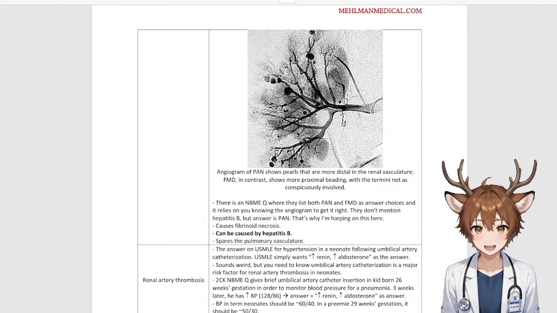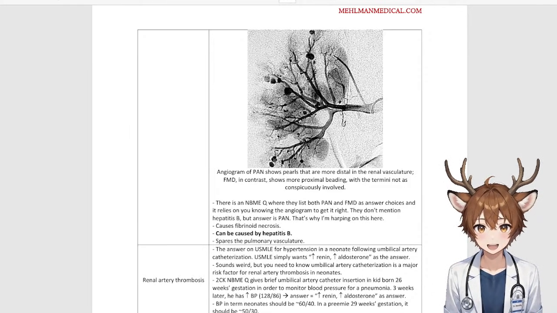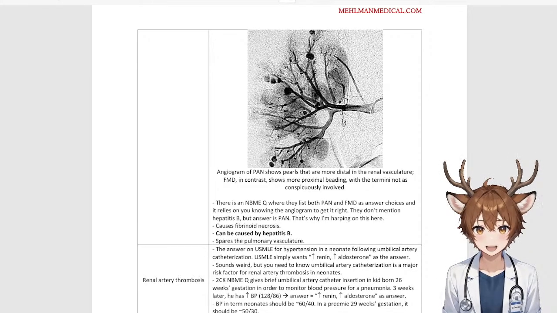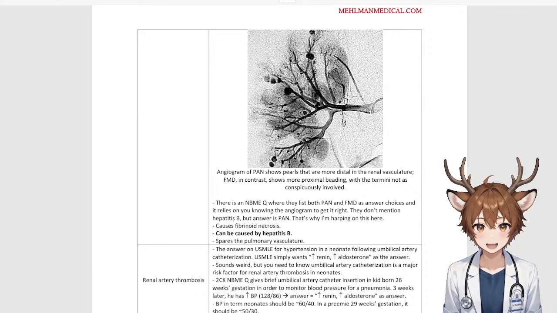They do not mention hepatitis B, but the answer is PAN. That's why I'm harping on this here. It can cause fibrinoid necrosis, can be caused by hepatitis B, and spares the pulmonary vasculature.